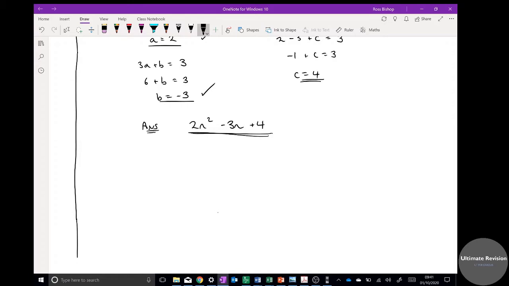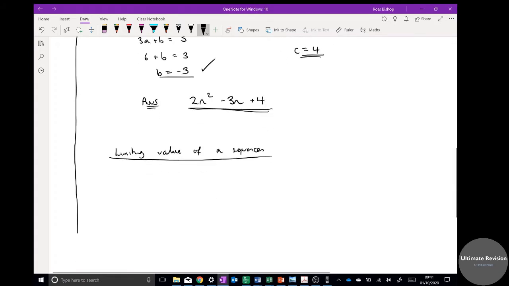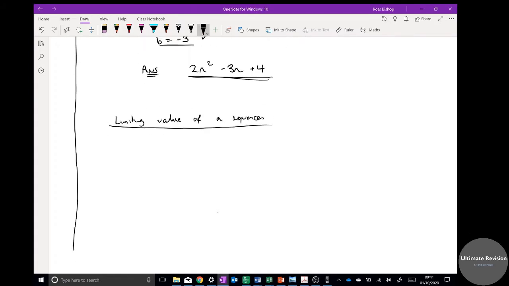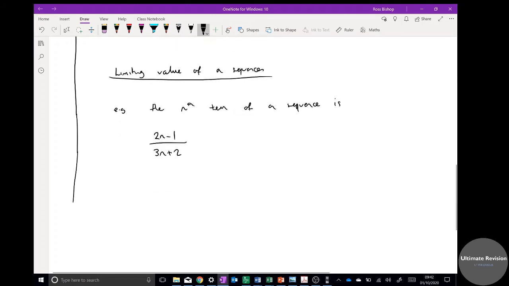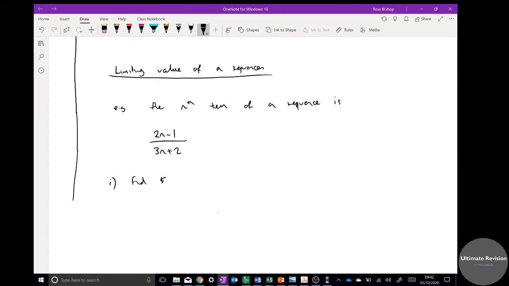Now the third thing we need to do is the limiting value of a sequence. Not all sequences go up consistently or down consistently. Some converge to a value. So, e.g., the nth term of a sequence is 2n over 3n plus 2. This is the question. Part 1: find the first 3 terms. Okay, find the first 3 terms.